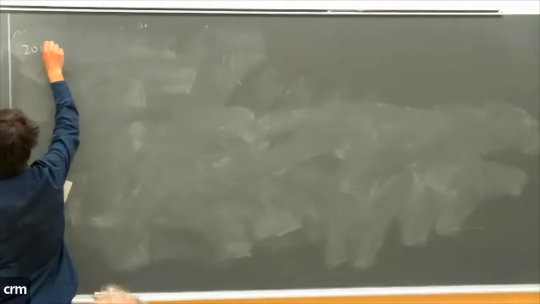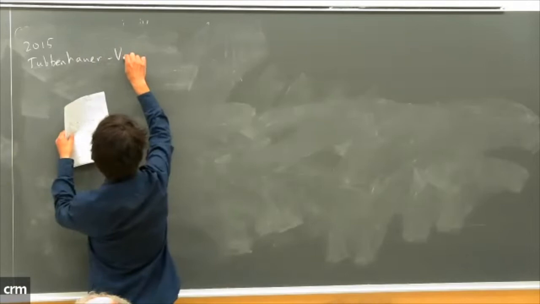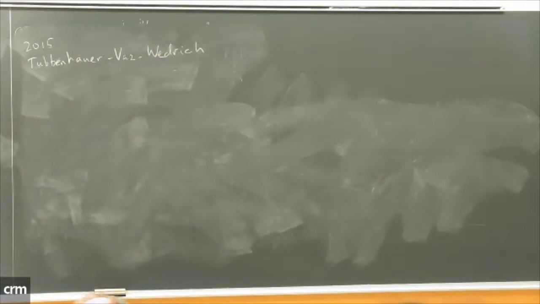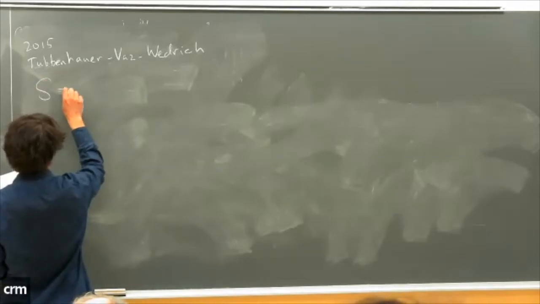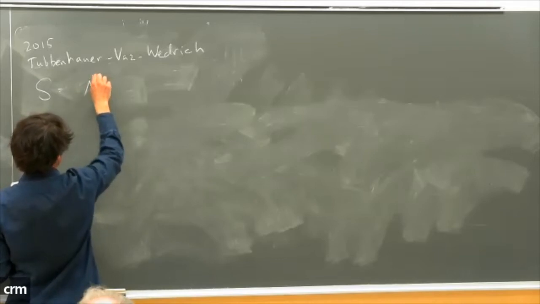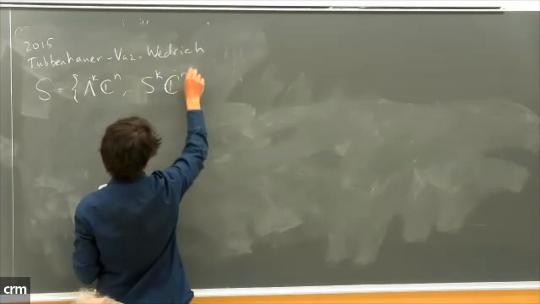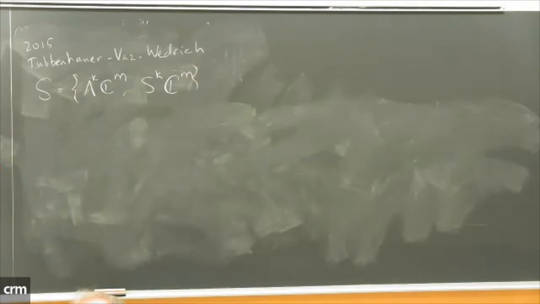So pretty soon after our work in 2015, Tubbenhauer, Vaz, and Wedrich basically extended our work. Instead of just taking the wedge representations, they took the symmetric representations too. So they took the set of tensor products of exterior powers along with symmetric powers. And of course, there are a lot more symmetric powers than exterior powers.